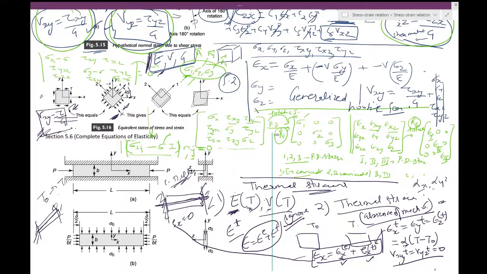In the next class we will develop the complete equations of elasticity. I mean we have already actually developed them, but we would just write them combining both the temperature and compatibility. So basically all of what we have learned in this course will come together, and then we'll solve a couple of problems and see whether we can actually apply the knowledge which we have learned. So thank you.